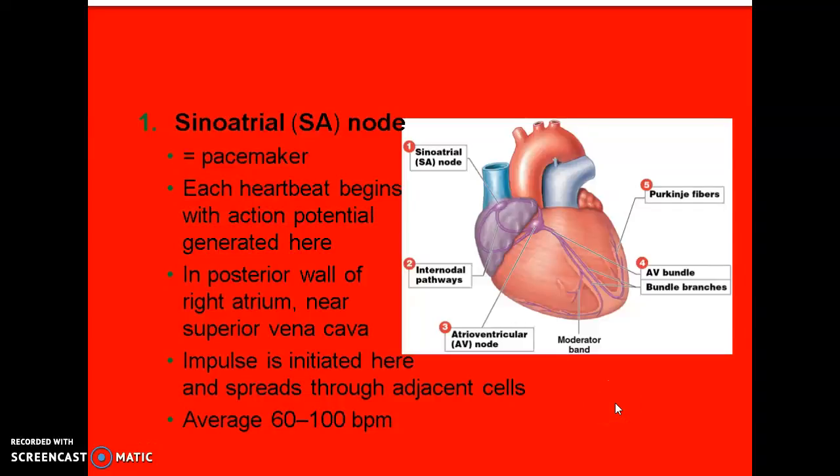This next section is on the conducting system of the heart. It begins with the SA node, or sinoatrial node. It is in the posterior wall of the right atrium, and this is where each heartbeat begins. The action potential is generated in the SA node. It's our own private personal pacemaker. And so the action potential begins there, and then it's going to spread throughout the atria.